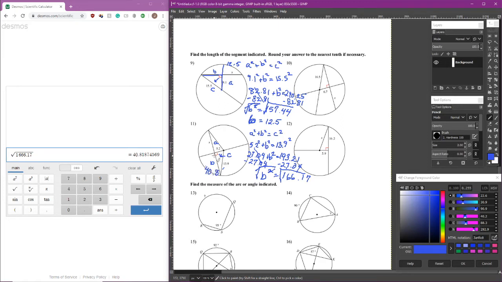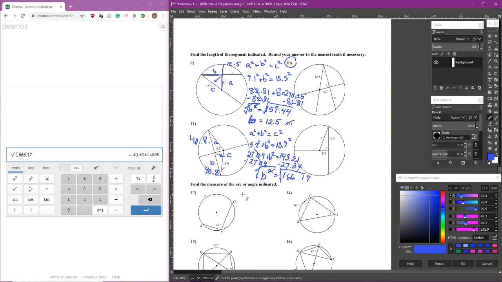And just like we talked about before in the other problem, this b length is the same as this x length, because whenever you have a right angle here, it's going to cut that chord in exactly half. So x is going to equal 40.8. Okay, everybody. Number 10 is exactly like 9 and 11 that I just worked for you. Please try that one on your own, and then I'm not going to make you do number 12, so you can cross it off.